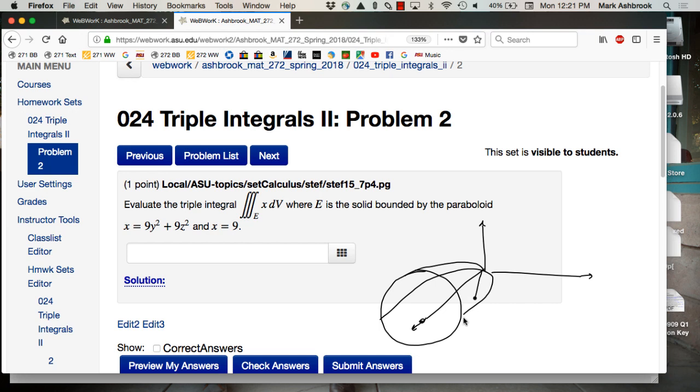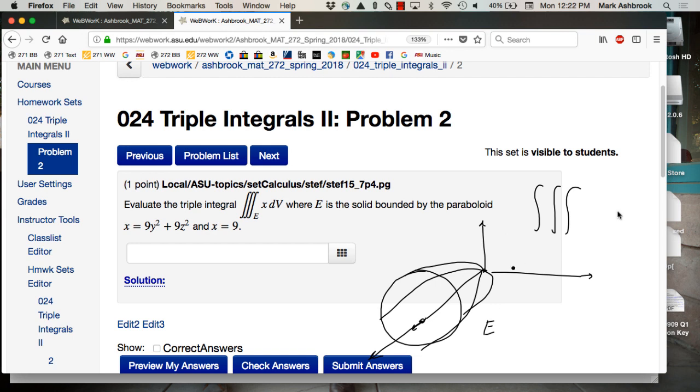Like that. So it's like the tip of a rocket or something that's crashing into the origin. Okay, and so the question is, we want to evaluate this triple integral, and so what could we do here in terms of order of integration? What could we think of in terms of order of integration?